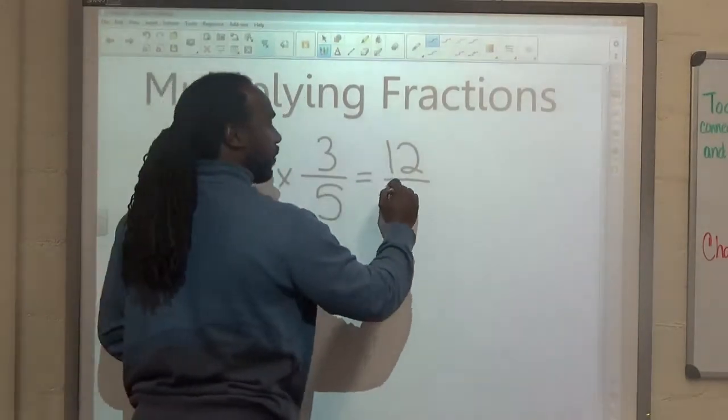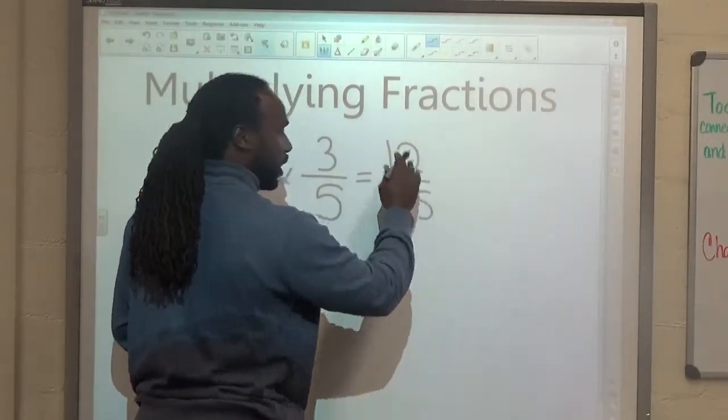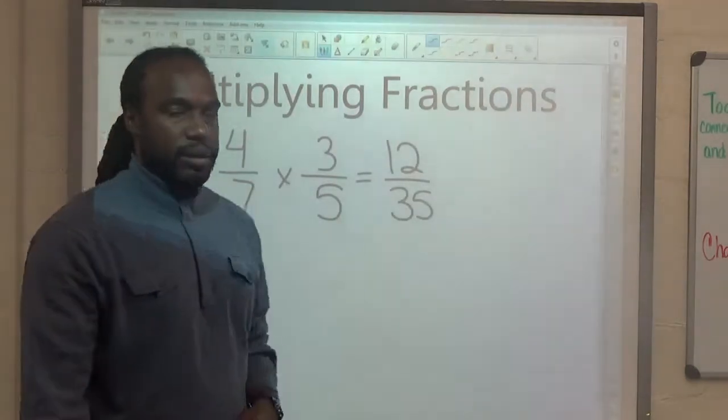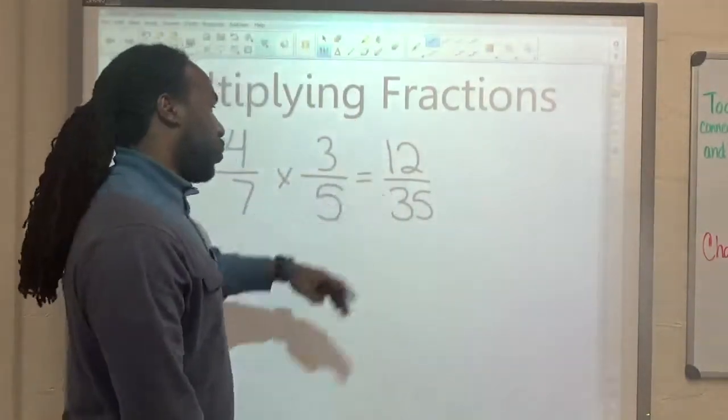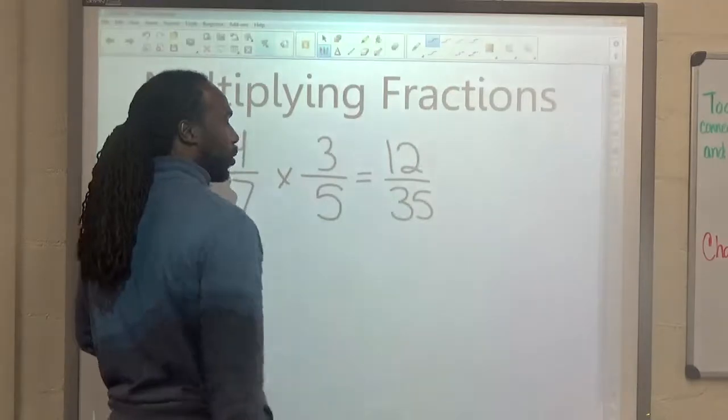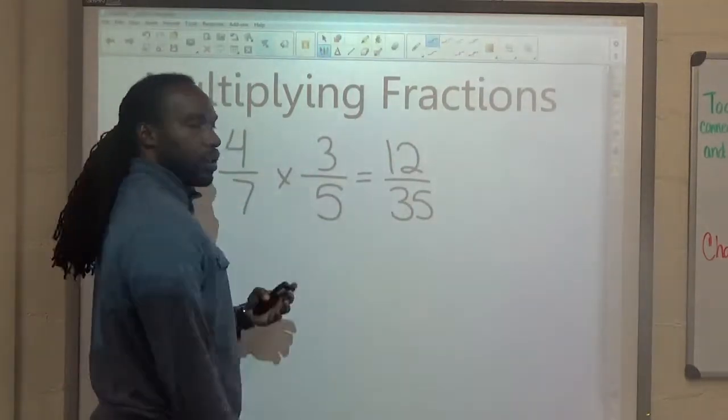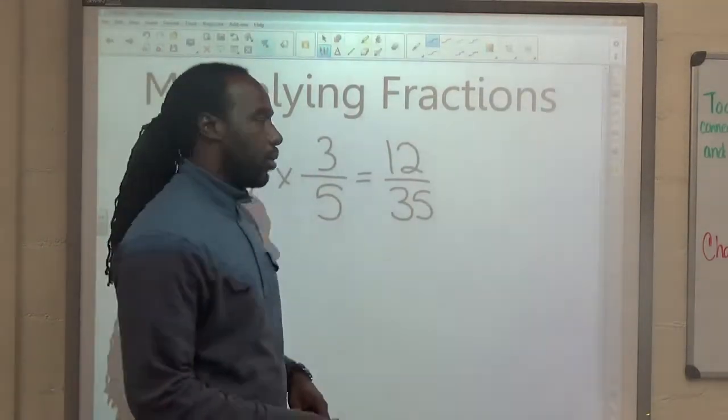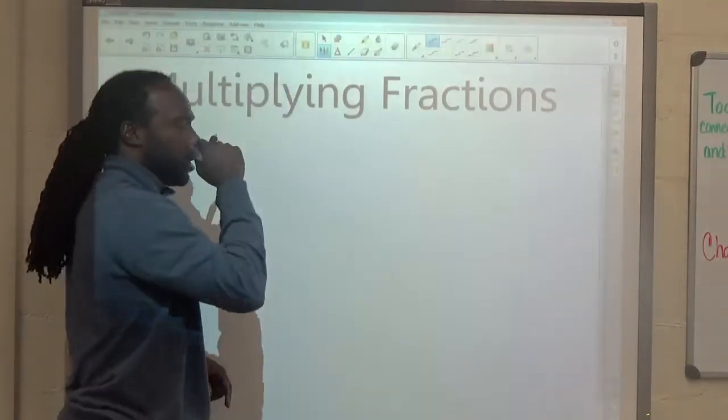7 times 5 is 35. And I can see if I could simplify, which no, I could not. Okay? So that's one model. All you do is you multiply straight across and you're able to get the answer. See if you can simplify. If you cannot, then you just leave it alone. But there are some other interesting examples.